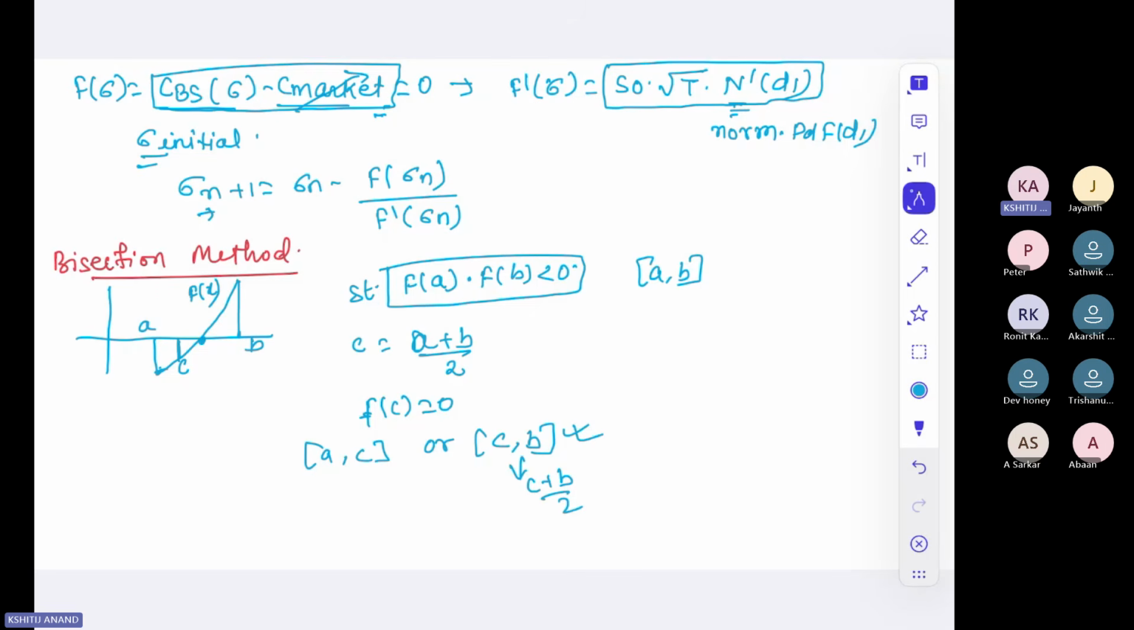Did everyone understand the bisection method, or do I need to explain it again? Understood, sir. Okay. So let me just take one example and then it would be clear. So let's talk about x square plus 5x plus 3, right?